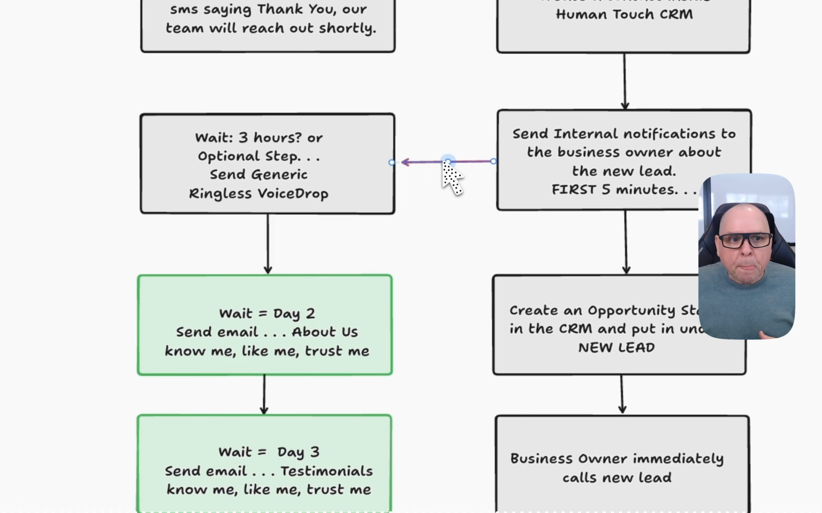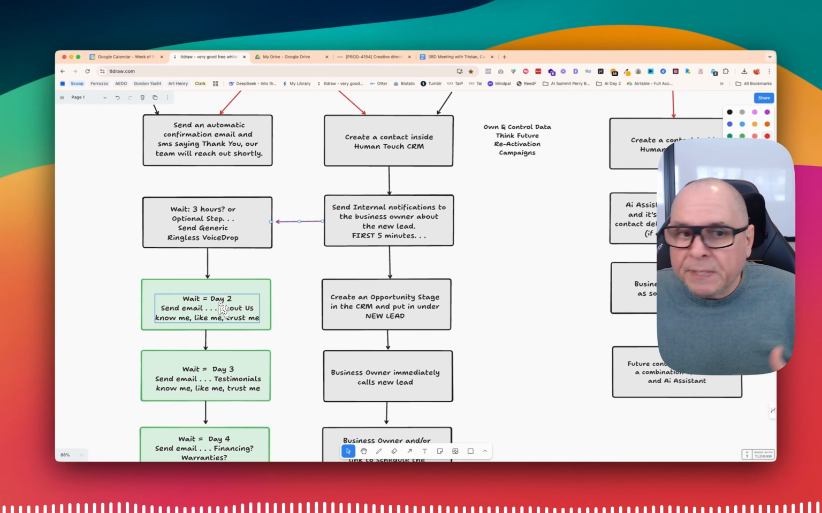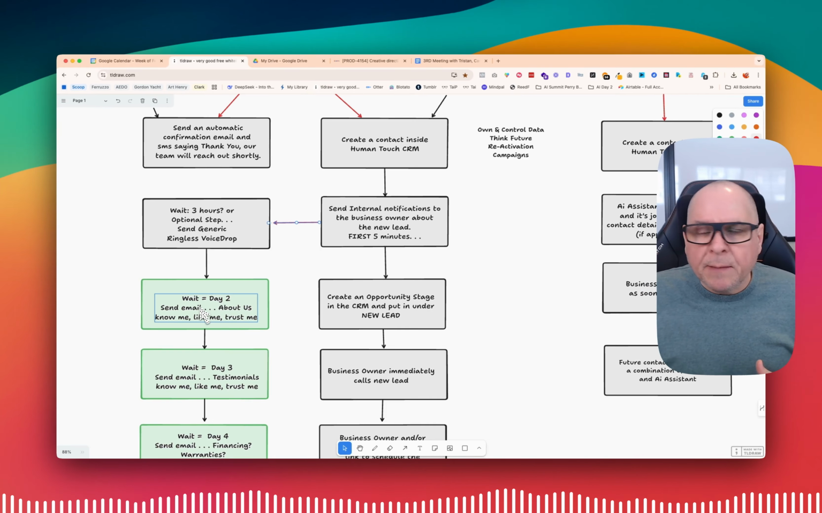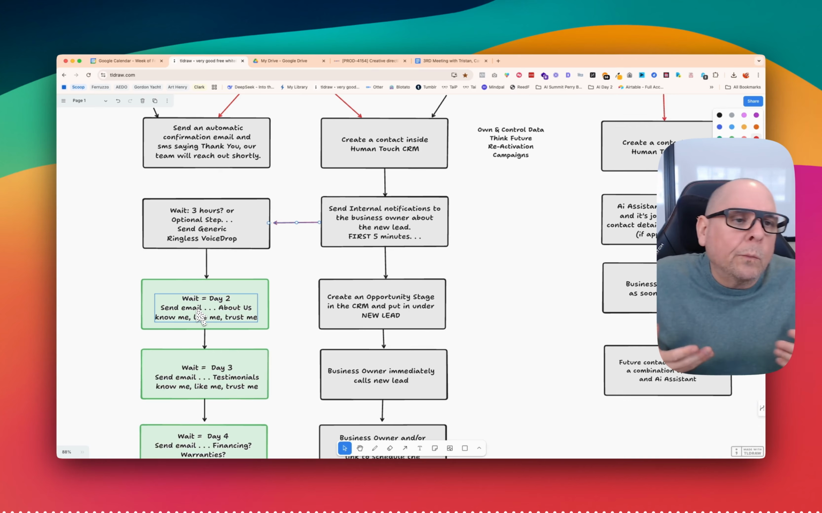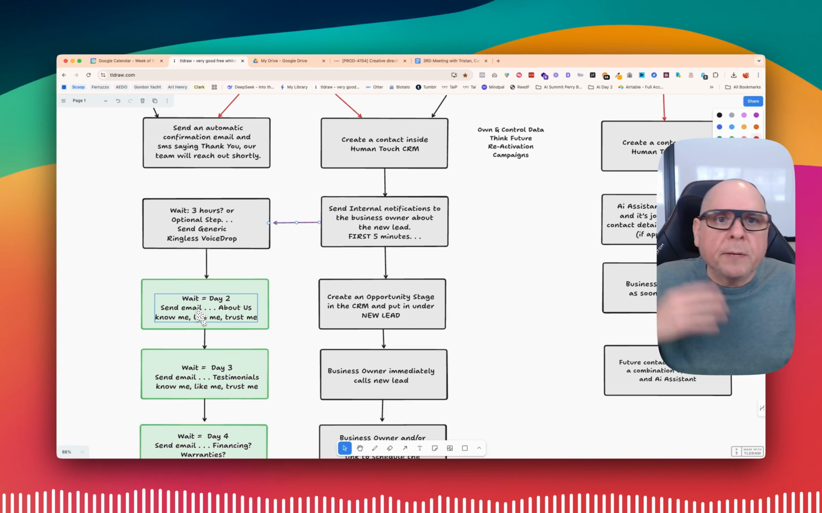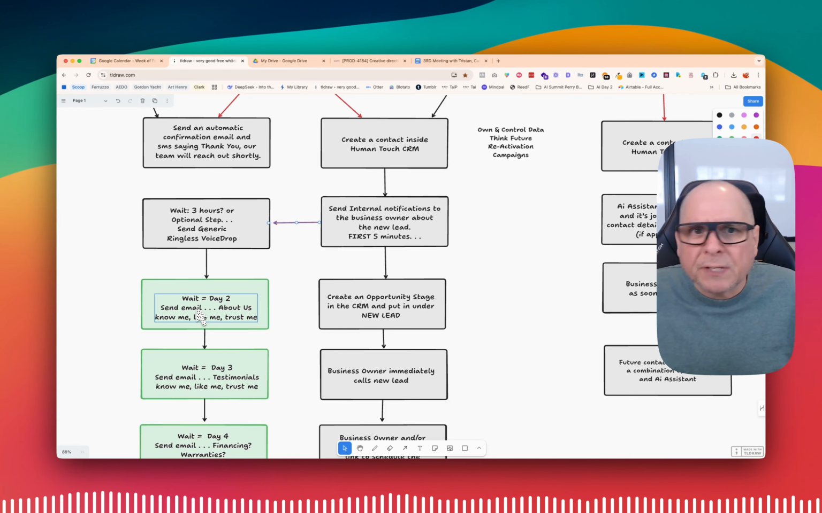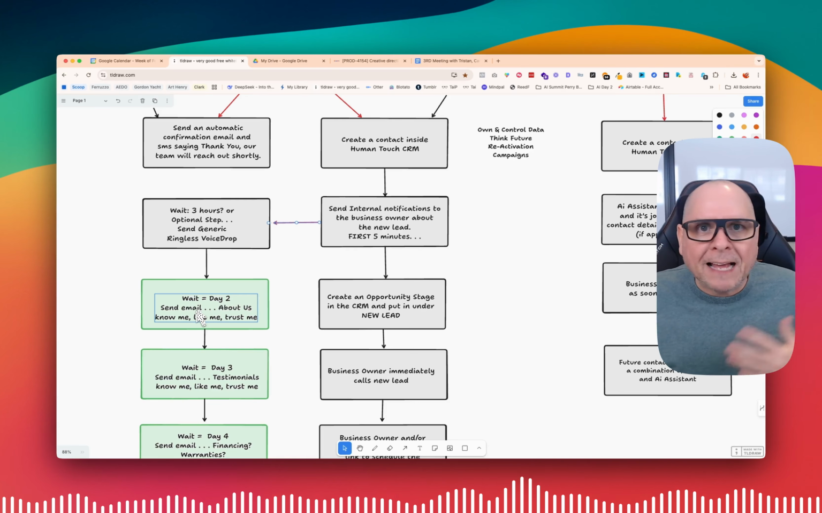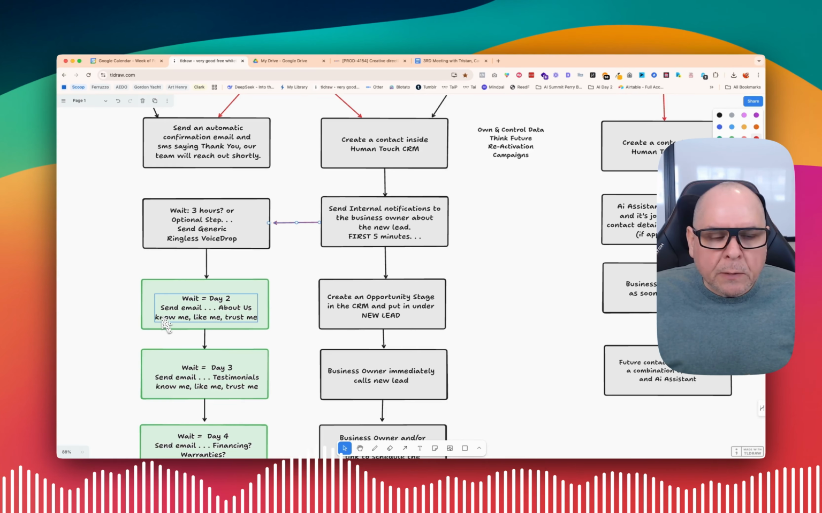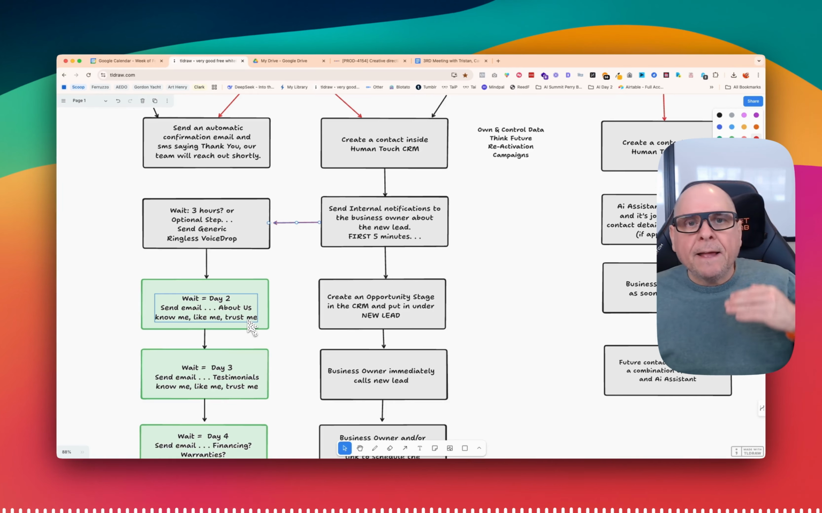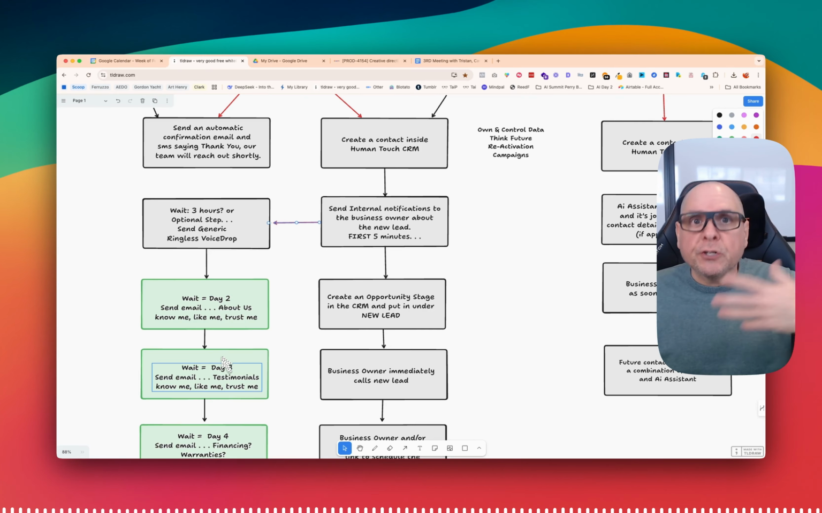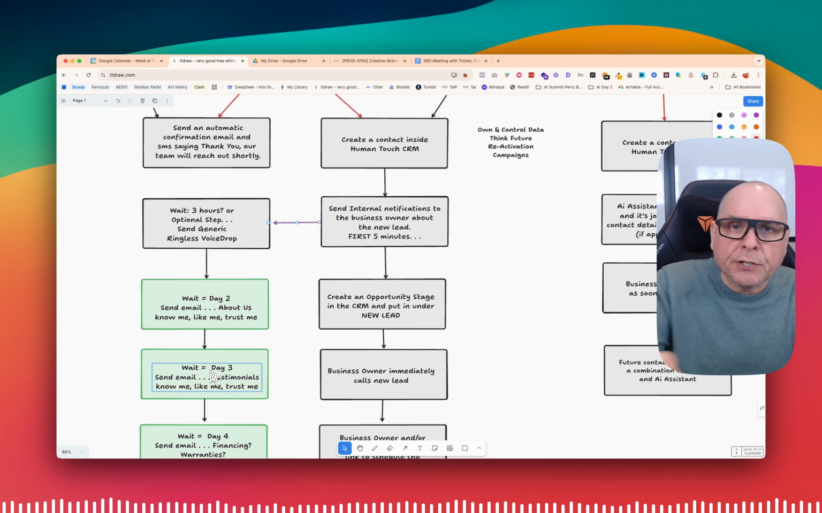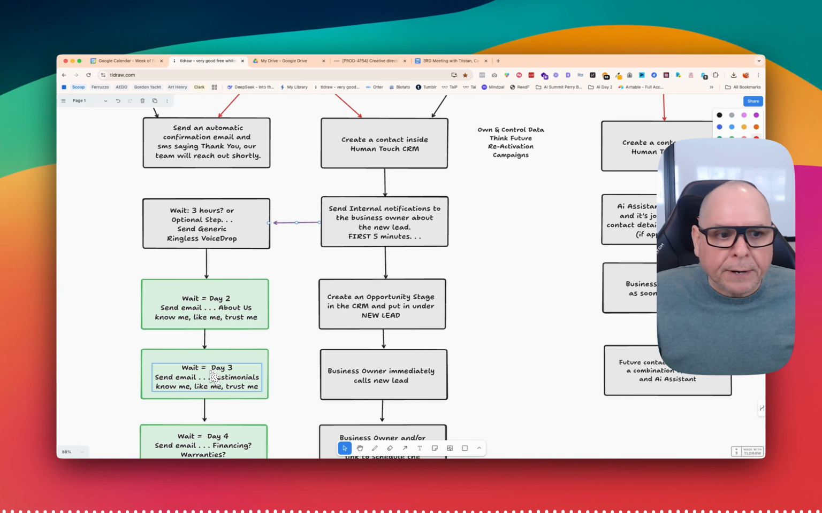Very critical. Then what could potentially happen on day 2 is we send an email, and the email will be about us. You know, all the information about your company, how long you've been in business, any sort of trust symbols, any sort of authority, that sort of information. It's all about know me, like me, trust me, getting the prospect to know your business, to like your business, and eventually trust your business to exchange their money for what you're offering.